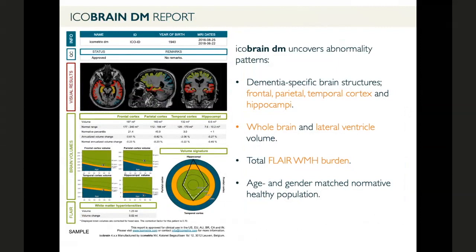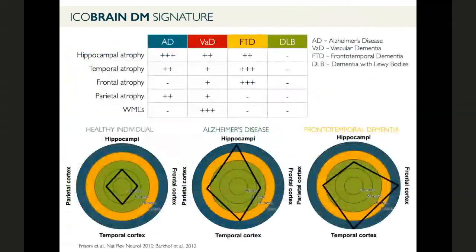So let's take a closer look at the volume signature. The most common dementia types are hallmarked by specific atrophy patterns, which you can see on the top of this graph. For example, Alzheimer's patients will have an excessive hippocampal atrophy and to a certain extent also temporal atrophy and parietal atrophy. This can be nicely reflected in our icobrain structure signature, which really indicates which brain structures are involved in the disease pattern of this individual patient.